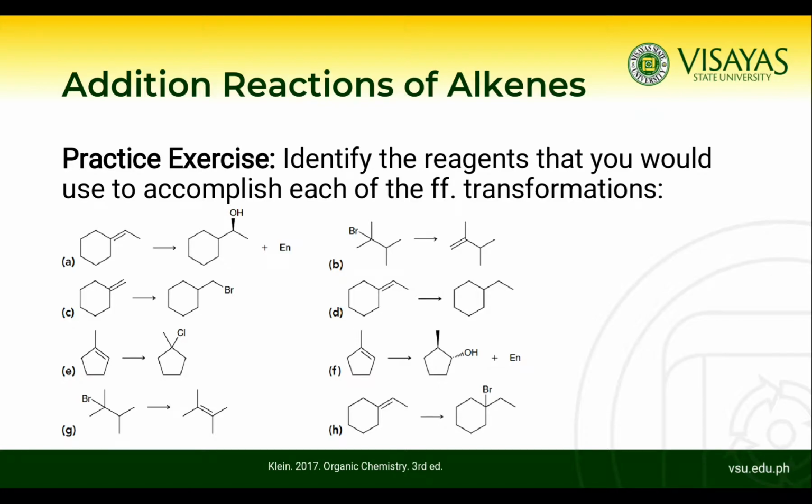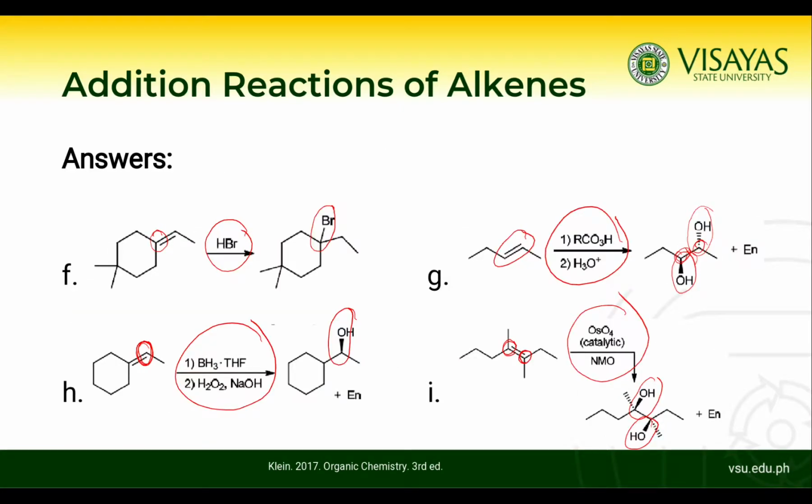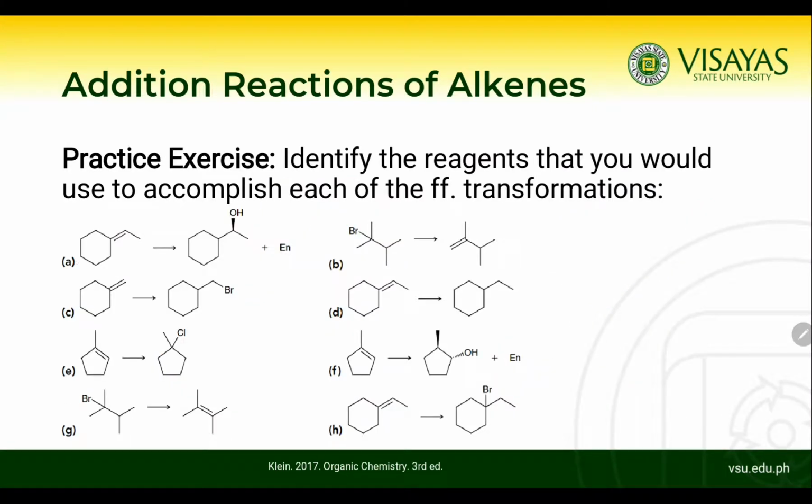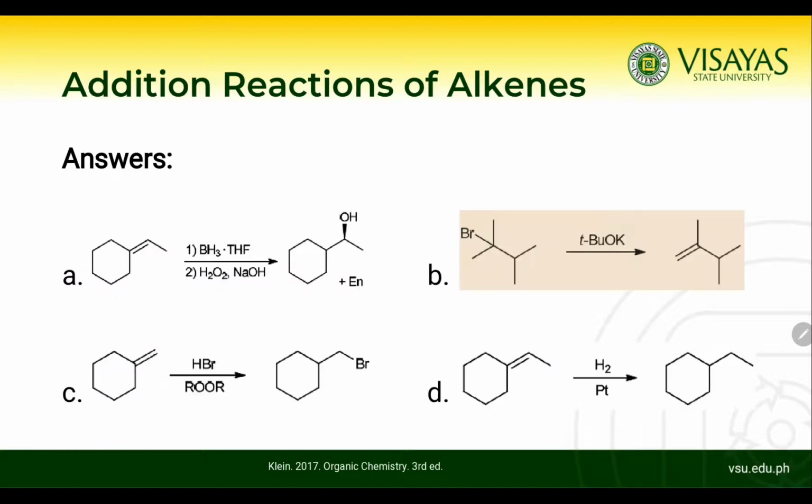So, those are the different examples of addition reactions of alkenes. Here, for the last example, we identify the reagents that we could use to accomplish each of the following transformations. In the previous example, we were given the reactant and the reagent, and we predicted the products. In this example, we are given the reactant and the product, and we have to identify which reagents we will use to form the product from that said reactant.